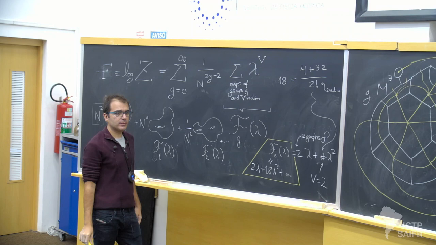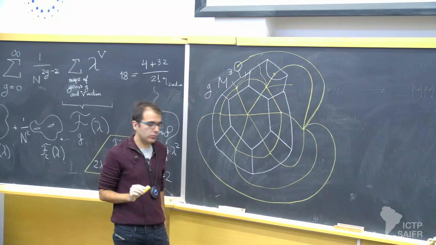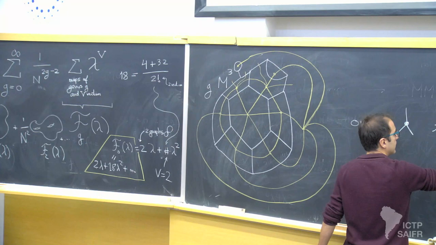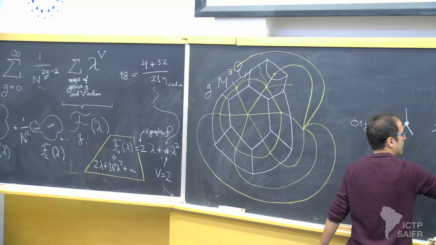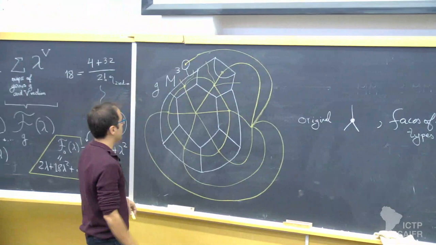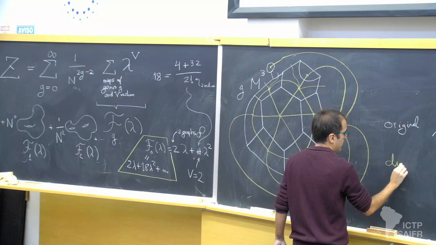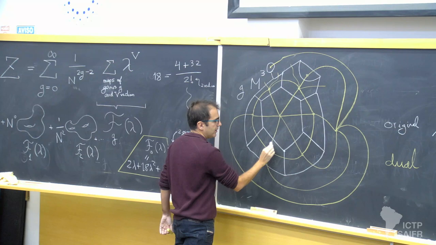But you see, what's the property of the original graph and the dual graph? In the original we had only cubic vertices, and we had faces of all types. We can have triangles, squares, etc. So we have a hexagon here, a square here. I don't know if we have triangles, but we could. We have all possible faces, but all vertices are cubic. And in the dual, because all vertices are cubic, in the dual graph all faces are triangles, right?